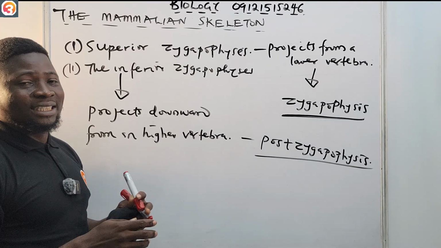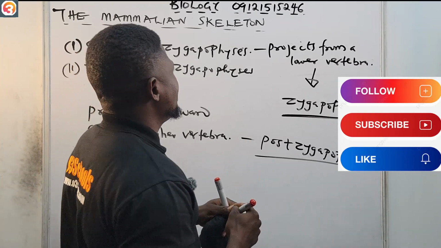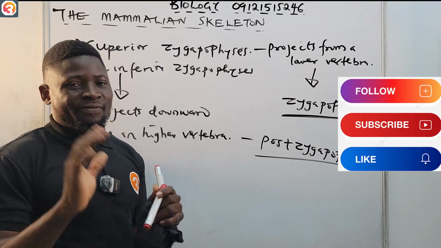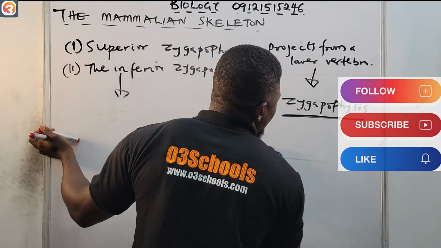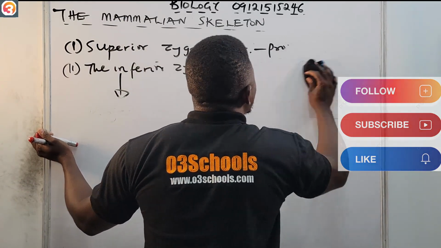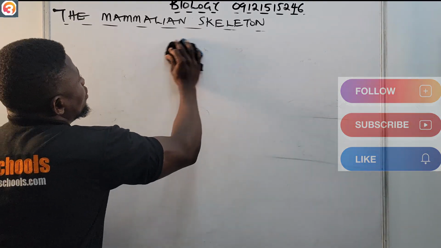Now I'm going to look at the types of vertebra that we have. There are 5 types of vertebra that are found in mammals. We're going to look at those 5 types right now, and one after the other, we're going to do a vivid explanation of them so that you can be clear with all of them.